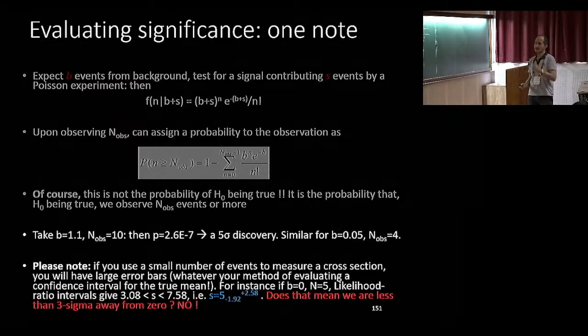For instance, one case that gives you a five sigma discovery would be observing 10 events when you expect 1.1 from background. So these are cases that will give you a five sigma discovery.